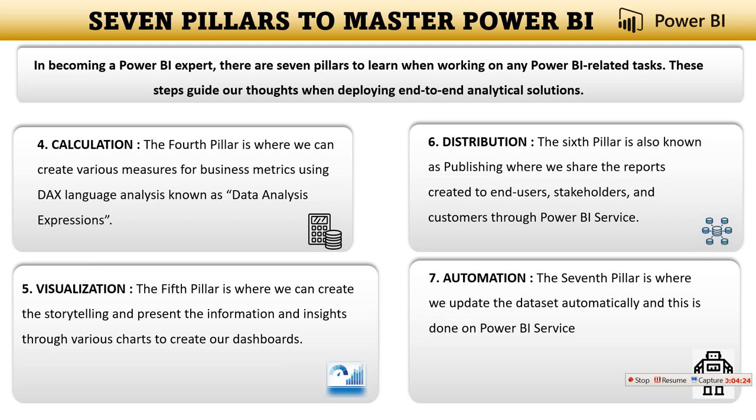And the sixth one is distribution, which is also known as publishing. This is where we share our report or the dashboard that we've created to end users through Power BI service. And the last one is automation, the 7th pillar, which is where we update the data set. And once you update the data set, the dashboard will automatically refresh and also be updated.